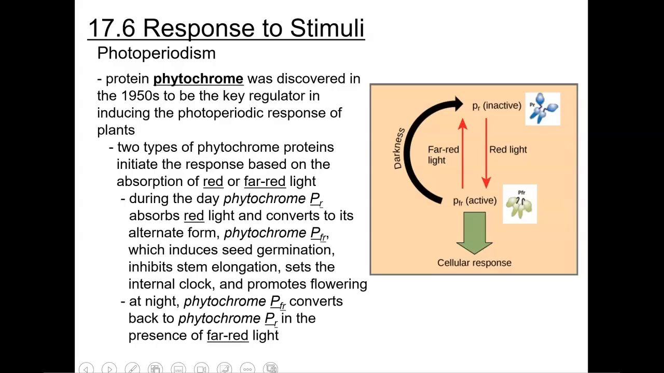The protein phytochrome was discovered in the 1950s and is the key regulator in inducing the photoperiodic responses of plants. Two types of phytochrome proteins initiate the response based on the absorption of red and far red light. During the day, phytochrome PR is going to absorb red light and convert it to its alternate form, phytochrome PFR. This is going to induce seed germination. It's going to inhibit stem elongation, set the internal clock, and promote flowering. At night, the phytochrome PFR is going to convert back to phytochrome PR in the presence of the far red light.